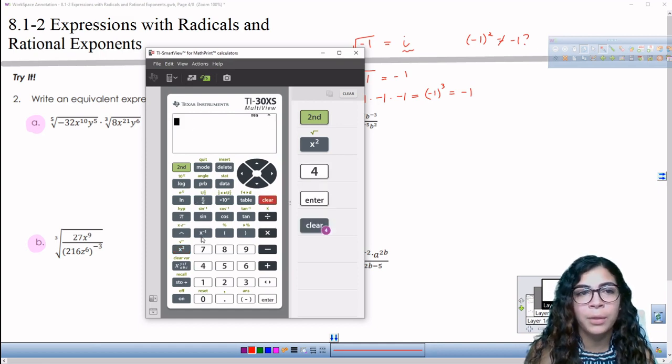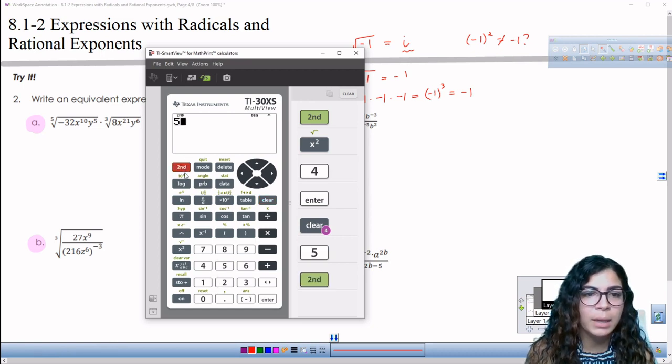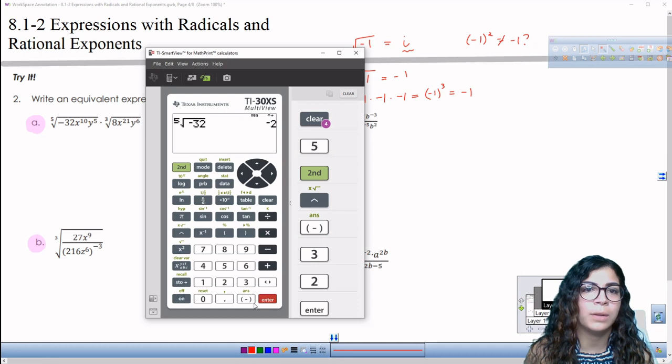How you do any other power or any other index, I guess, is first you have to write whatever the index is. So we're doing the fifth root, so we'll put a 5. And then you hit the second button, and this is the one that we want, some random index radical. So we can do the fifth root of negative 32, and it'll give us negative 2.